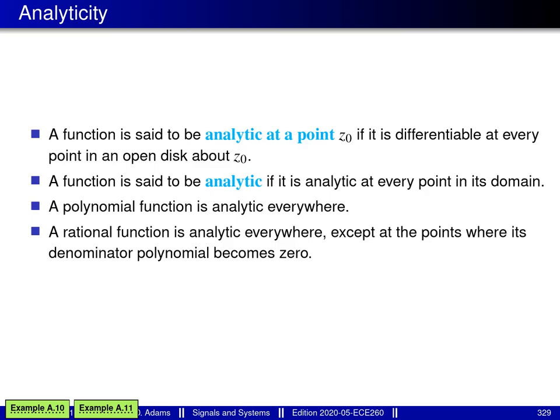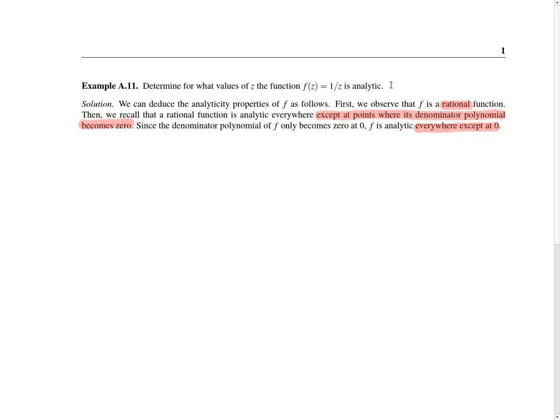Next, I'd like to consider example 8.11. In this example, we're given the complex function f, which is defined by this equation here, f of z is equal to 1 over z, and we're asked to determine where this function is analytic. So the first observation we can make is that 1 over z, this expression here, corresponds to a rational function because we have a polynomial 1 divided by another polynomial z. So this is a rational function.